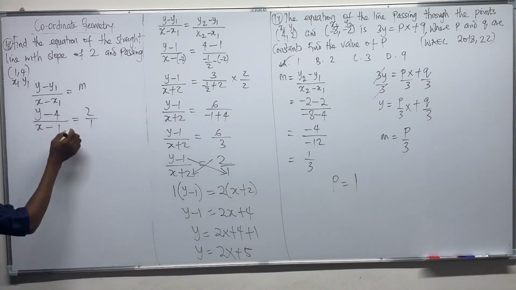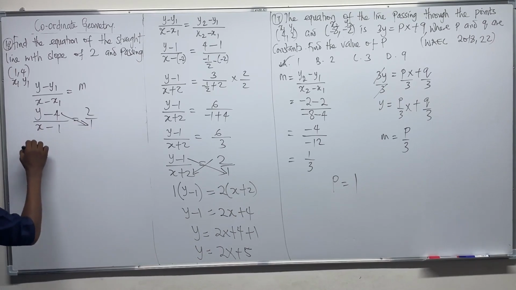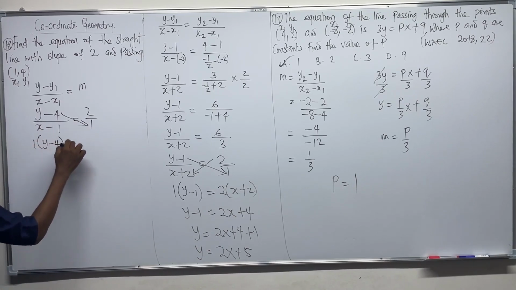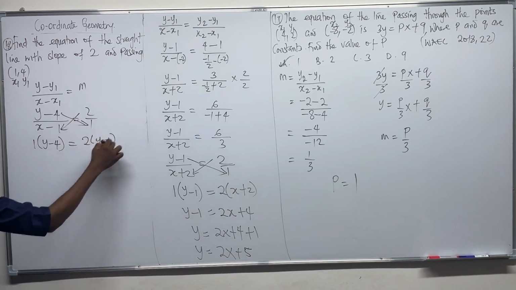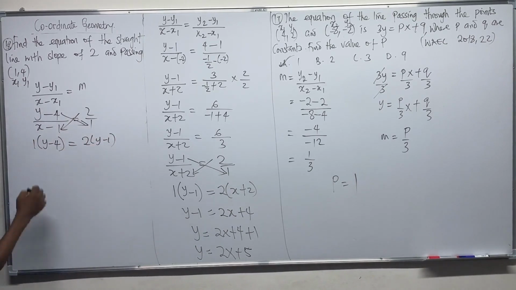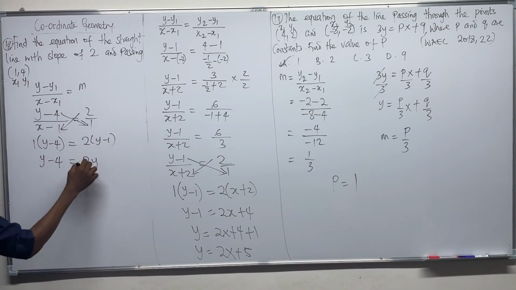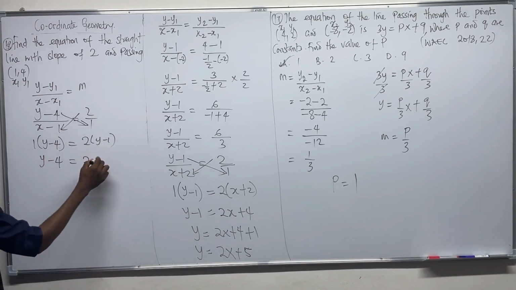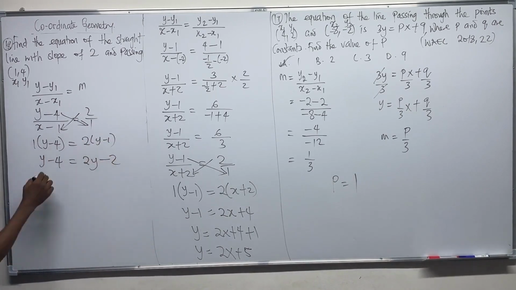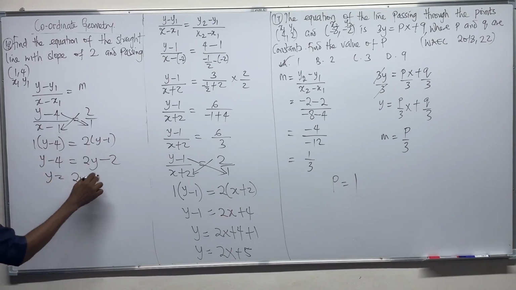So let's cross multiply. This with times this. So that's 1 bracket y minus 4 equal 2 with times this. So that's 2 brackets y minus 1. We cross multiply. 1 times anything is that same thing. This is y minus 4. 2 times y, that's 2y. 2 times minus 1 is minus 2.